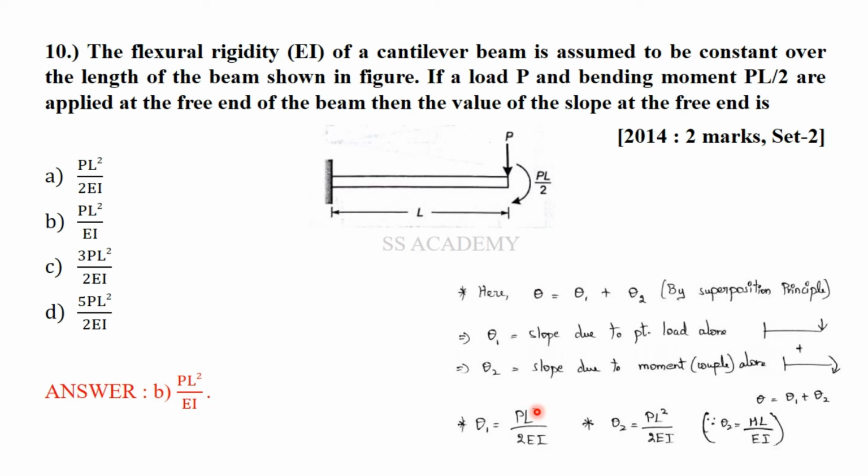Theta 1 is given as PL squared by 2EI. That is, a cantilever beam with the point load at the tip will have a slope of PL squared by 2EI. Similarly, a cantilever beam with a moment PL by 2 at the tip will have PL squared by 2EI. The general formula is ML by EI. So instead of M, you have to replace it with PL by 2. So you'll be getting PL squared by 2EI. Just by adding, you'll be getting PL squared by EI.